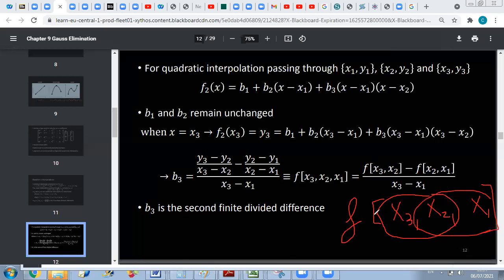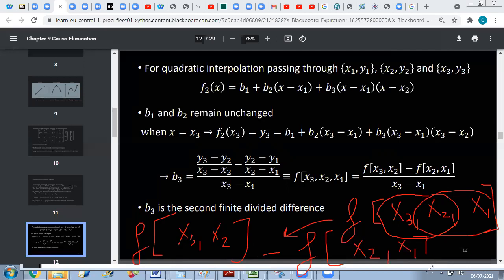يعني بكتب إنه this is corresponding to f of x3 x2 minus f of x2 x1. You will see why we define this coefficient in this way, because we will see that we have a general pattern that will be repeated when we go from, يعني كل ما نزيد order of interpolation كل ما يزيدوا الترمز.